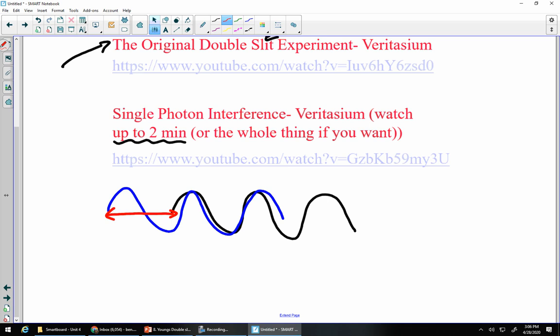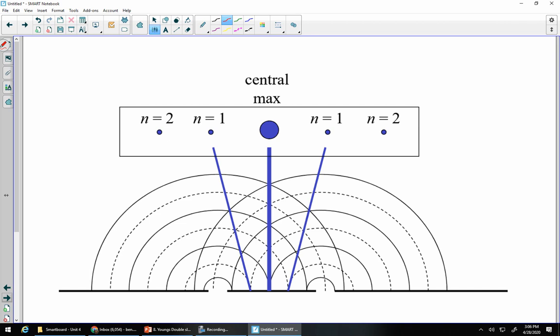So when we're shifted by whole number multiples of the wavelength, we get constructive interference, and when we're shifted by half multiples of the wavelength, it is destructive interference. Cool. This is what leads us to this interference pattern.